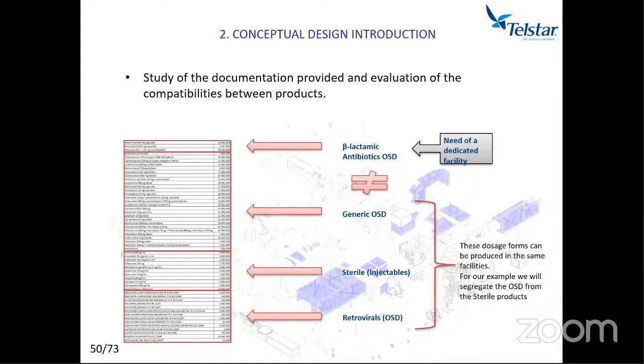And because the other products are generic products, but they were too large, we finally went for 3 facilities. One for beta-lactamics, the other one for solid dose, and the other one for sterile products. And the retrovirals we were evaluating could be produced in the same facility where we were producing the solid dose.